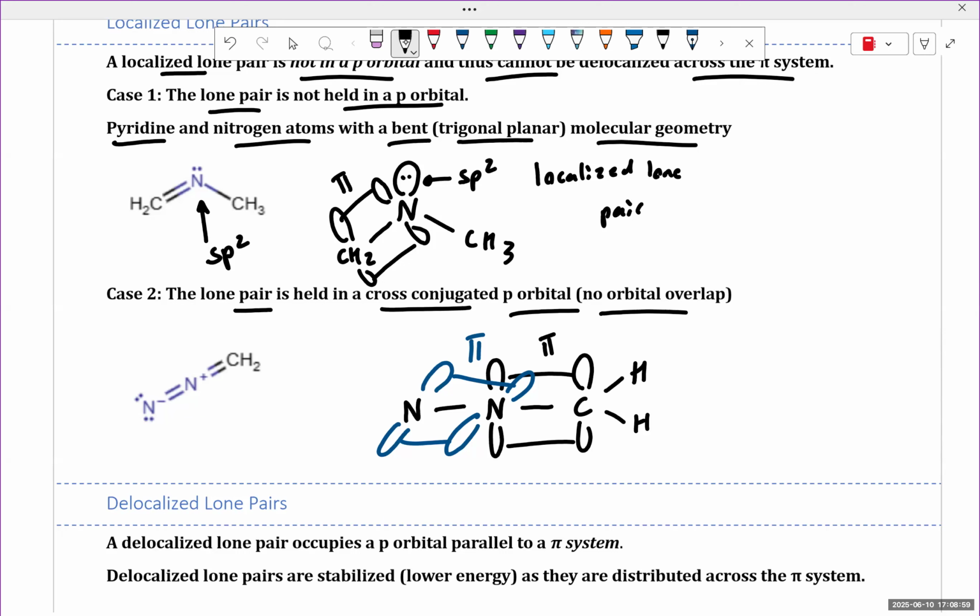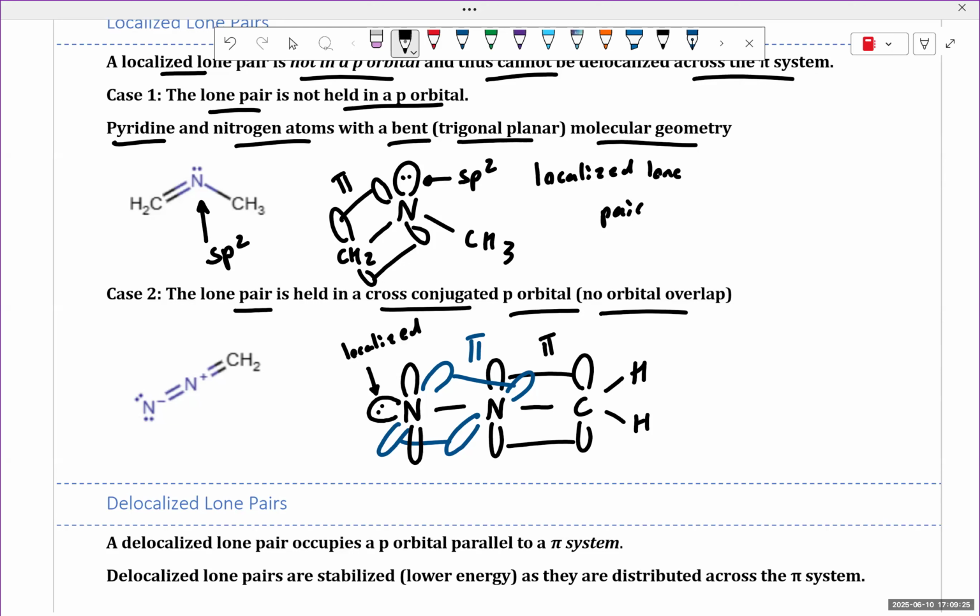The remaining nitrogen atom has lone pairs, one of which is held in a localized orbital, the other of which is held in a conjugated p orbital.